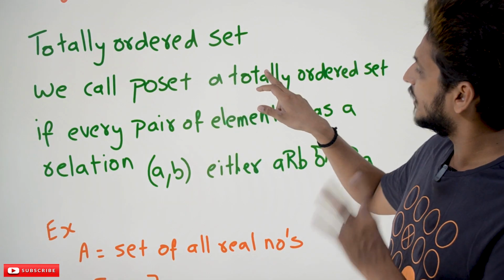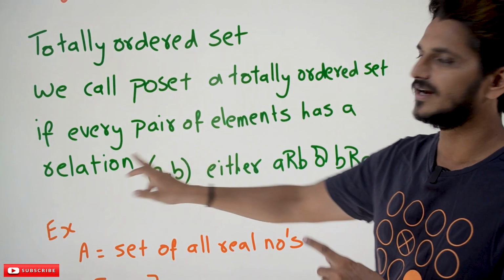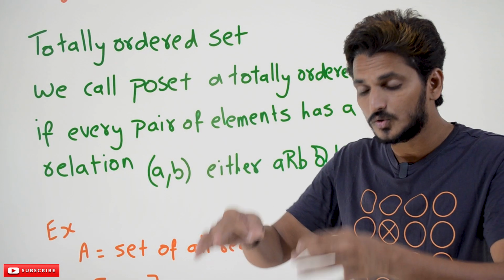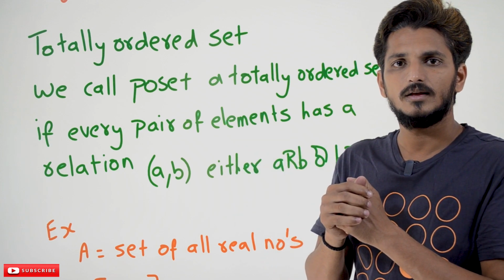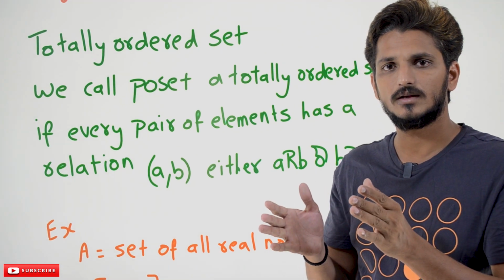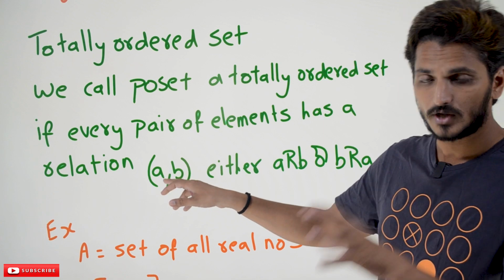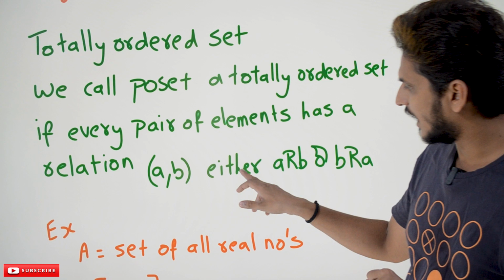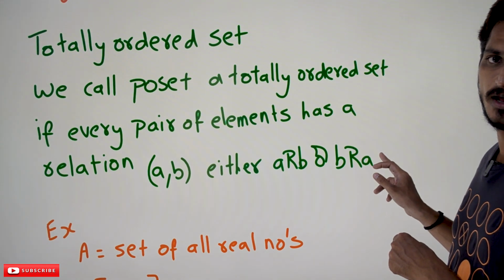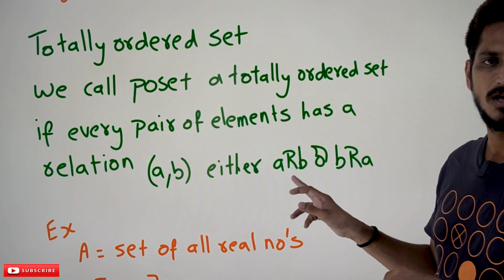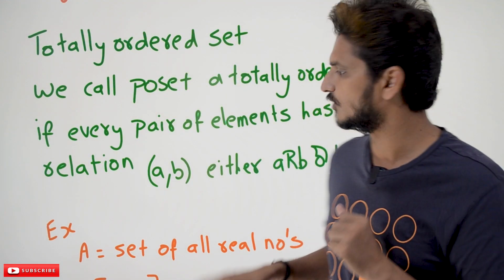So we call a POSET a totally ordered set if every pair of elements has a relation. You take any two elements from our set, the two elements should have a relation. A comma b, if you take any two elements a comma b, it should have either a relates b or b is in relation with a. It has to satisfy any one of these. Then only we say it is a totally ordered set. With an example you are going to get clarity.